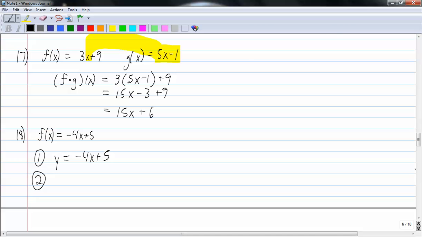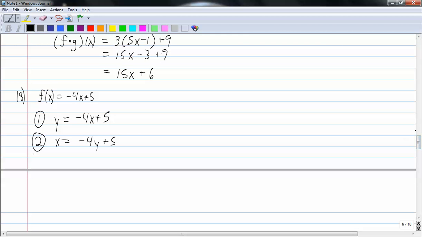So where you have a y, write an x. Where you have an x, write a y. So this is going to be x equals negative 4y plus 5. The third step is to solve for y. So get the y by itself. So I'm going to move this plus 5 over. I'm going to say minus 5, minus 5. That's going to give me x minus 5 equals negative 4y.